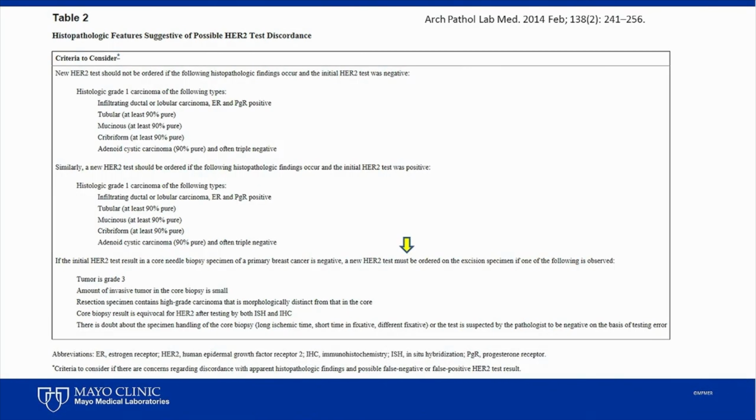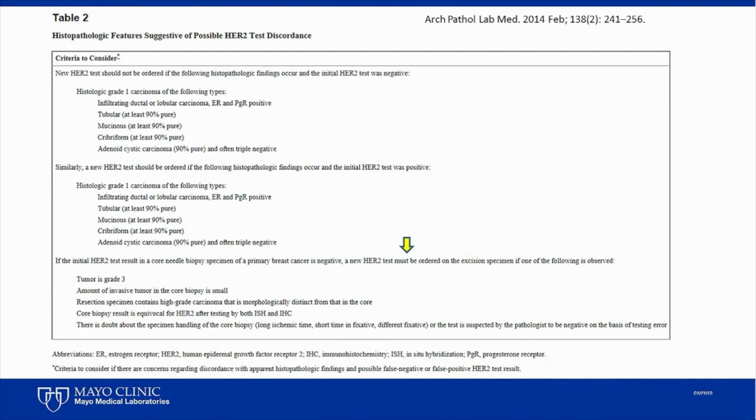According to the 2018 updated guidelines, repeat HER2 testing may be performed on the excisional biopsy if the tumor is grade 3, the amount of invasive tumor in the core biopsy is small, the resection contains morphologically distinct high-grade carcinoma, or there are quality concerns related to the HER2 testing performed on the core biopsy. The pathologist and the oncologist should exercise their clinical judgment in deciding whether to repeat testing in these situations.